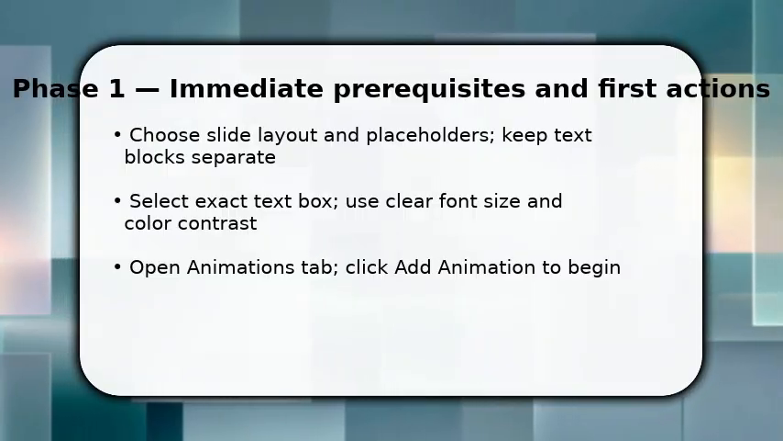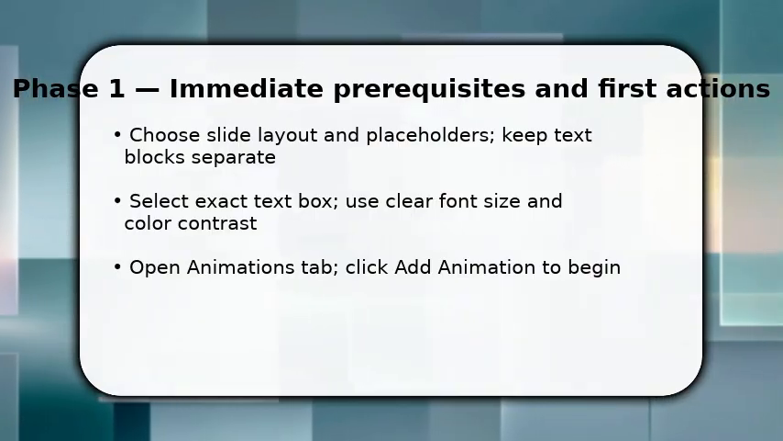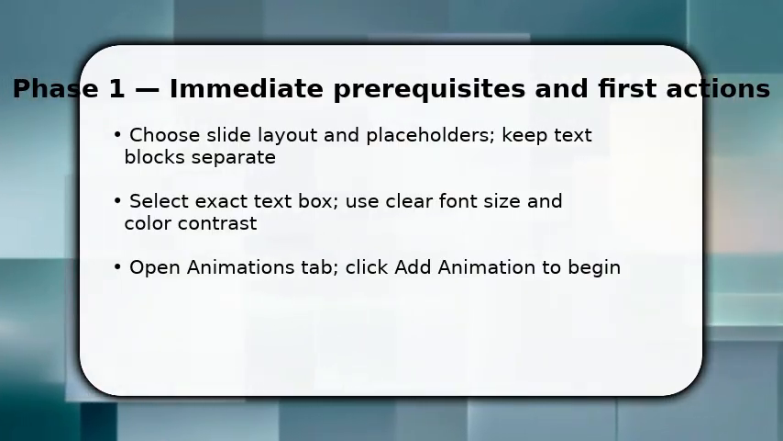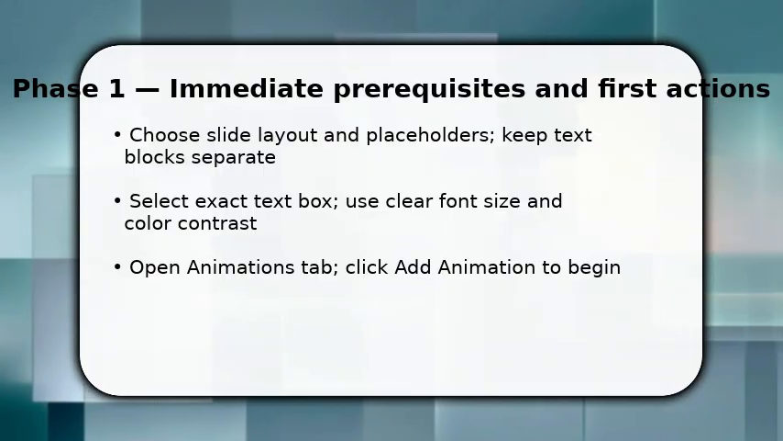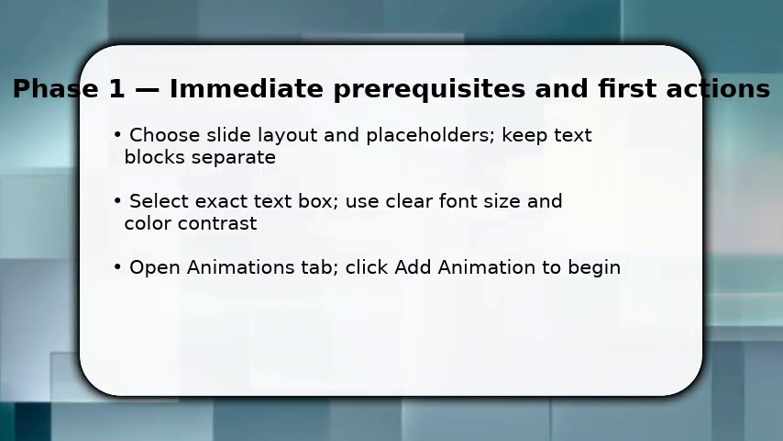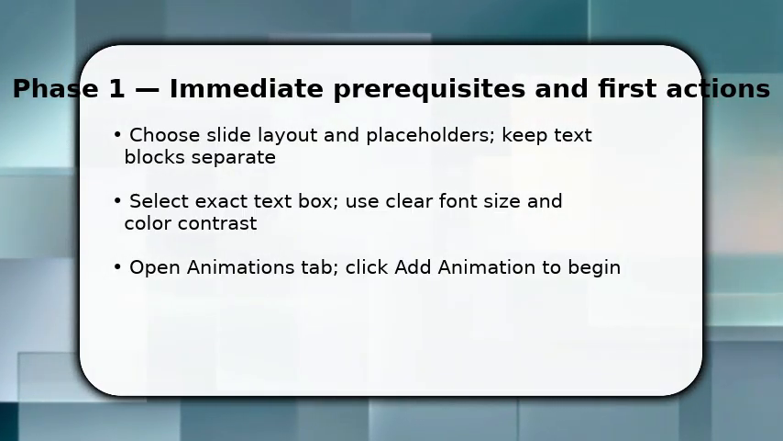You'll start with the essentials. Pick the slide and place clean text blocks where each animated line will go. Once done, select the exact text box. This matters because animations attach to the object.